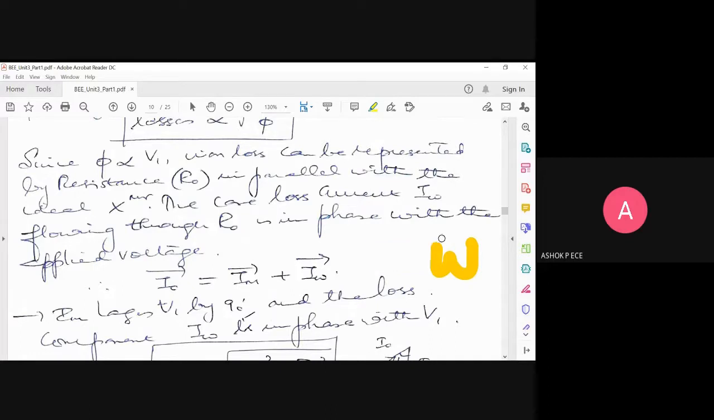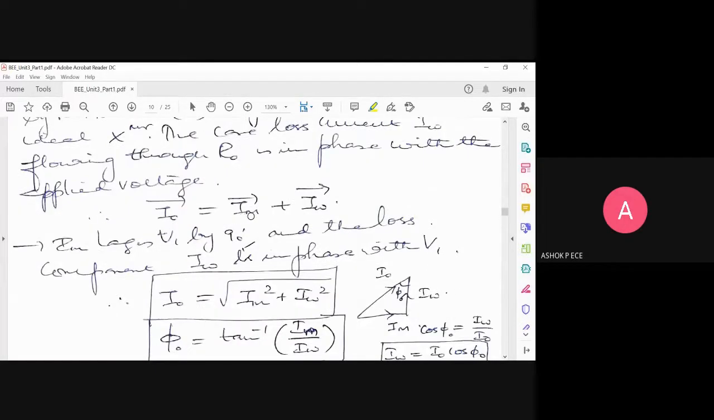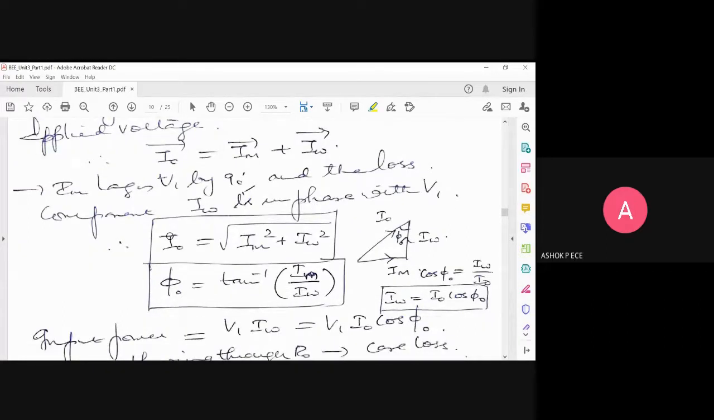In an inductor, the voltage is leading, so current will obviously lag. In a resistor, both are going to be in phase. So I cannot add the currents just like I add my numbers because there is a phase component attached to the current. So I'll write in vector notation I0 vector equals Im vector plus Iw vector. Or if you want to find the magnitude, I0 will be equal to square root of Im square plus Iw square. How will you find the phase angle? The phase angle is going to be tan inverse of Im by Iw. Just like how you process a complex number, the same logic we are going to use.